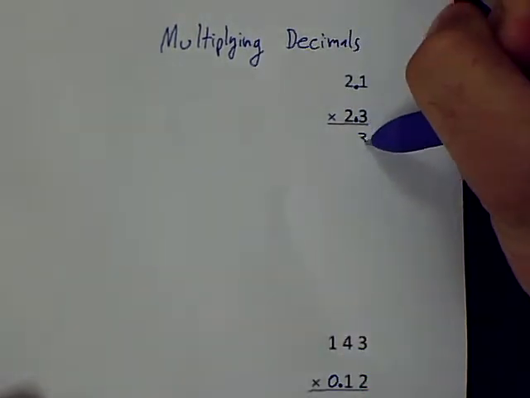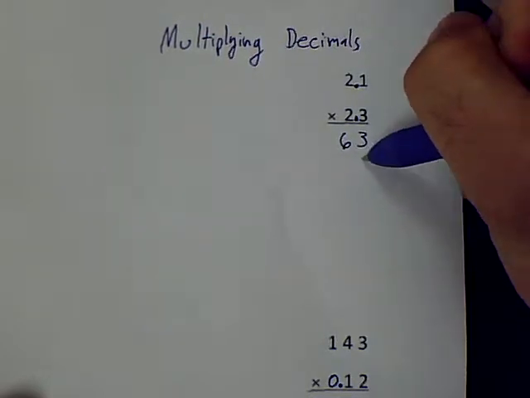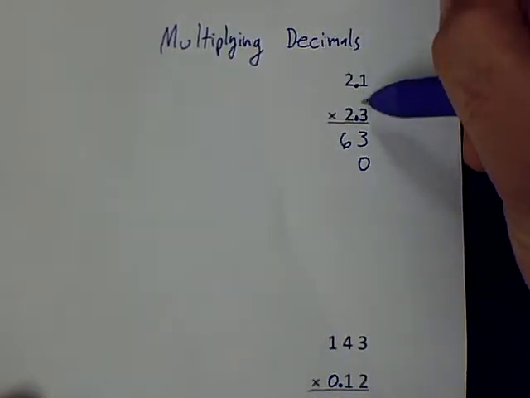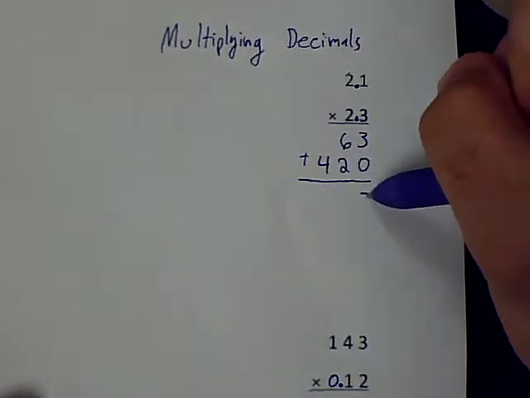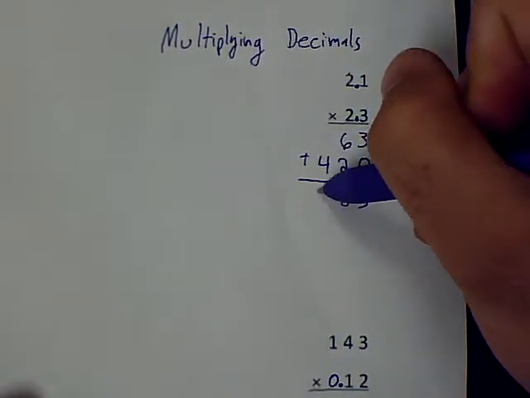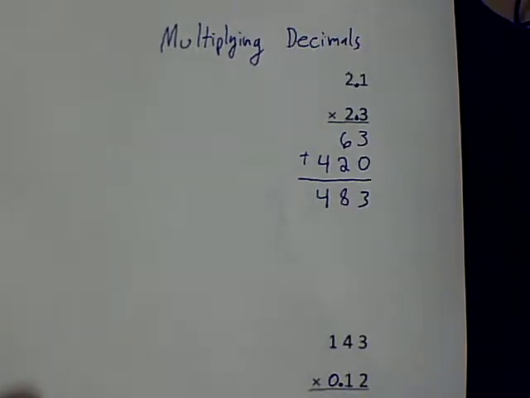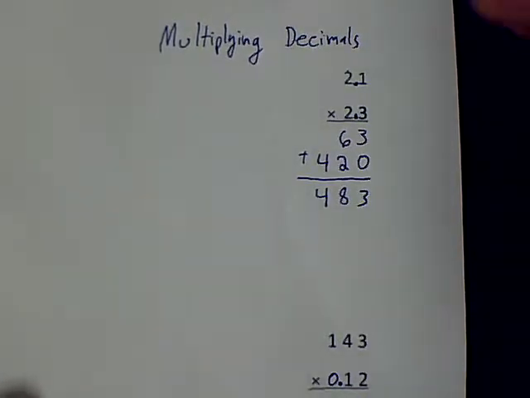3 times 1 is 3. 3 times 2 is 6. 0 in the ones place, 2 times 1 is 2, 2 times 2 is 4. Add up, 3, 8, 4. Now if you're wondering how I did that so quickly, go ahead and check out my video on the standard algorithm for multiplication. It does work.